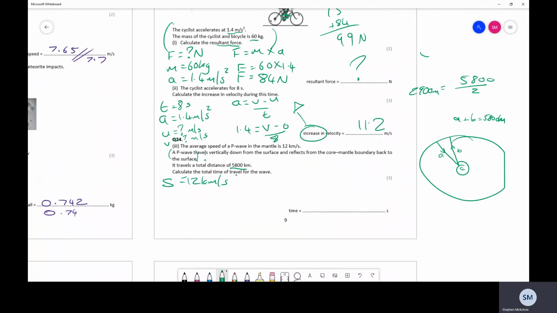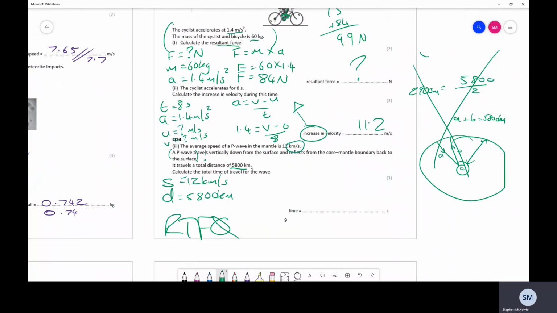Calculate the total time of travel for the wave. Oh, no. Okay, it doesn't matter. I don't need to do that. However, it may pop up. If it asked you how long it took down to get to the core, then that would be a different thing. But it's not. RTFQ. Even the best of us make mistakes. The total distance traveled was 5,800 kilometers.